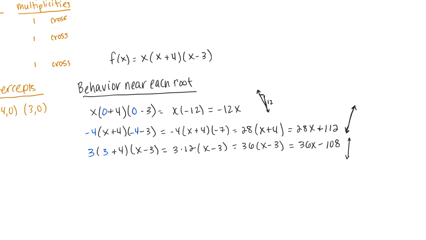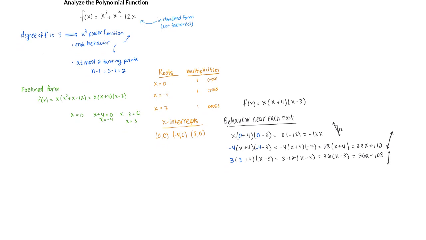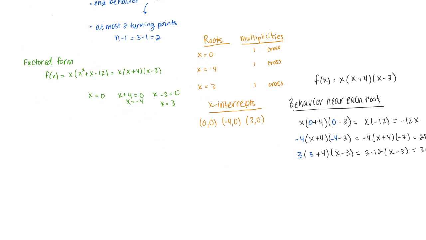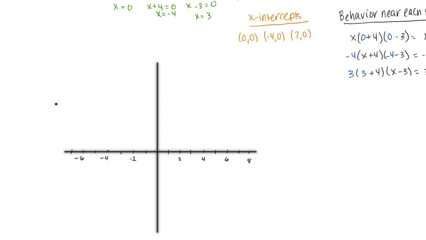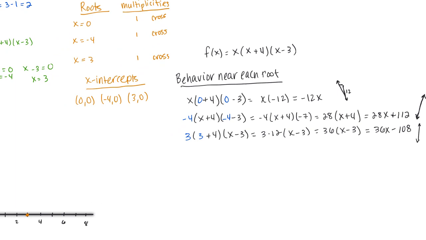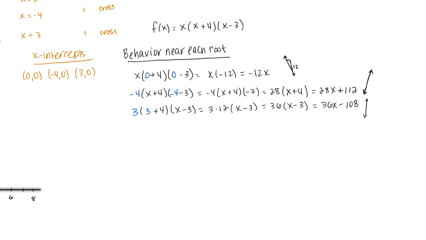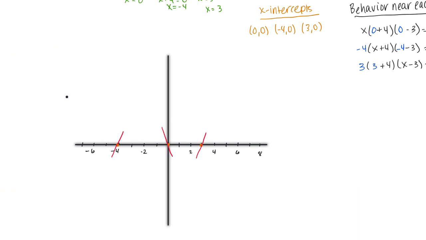So armed with all of this information, the end behavior, intercepts, and behavior near each root, we can go ahead and graph this function. We can start by graphing the x and y intercepts. We have an intercept at (0, 0), (3, 0), and (negative 4, 0). We know the behavior of each of those intercepts. The (0, 0) intercept is a downhill line, and the other two intercepts are steep uphill lines.